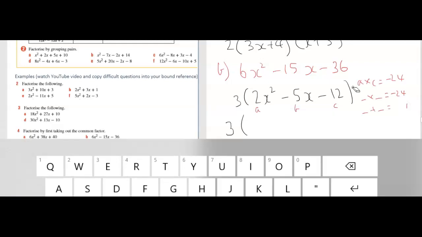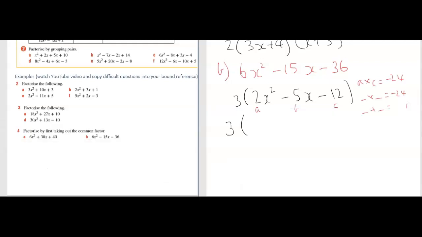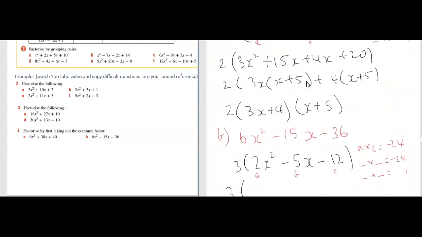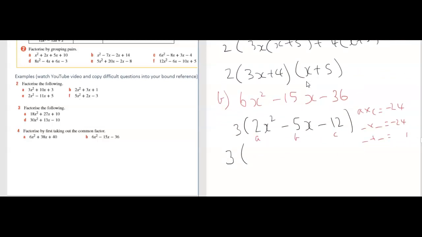Did I make a mistake? I'm just thinking now that I made a mistake on the previous one. Let me just scroll back up. Oh, no, I did that right. Oh, okay. So it has to be negative 15. Sorry. The value of B.